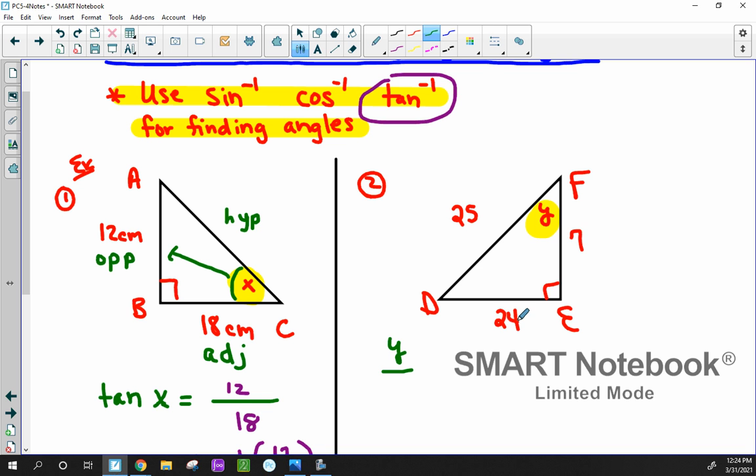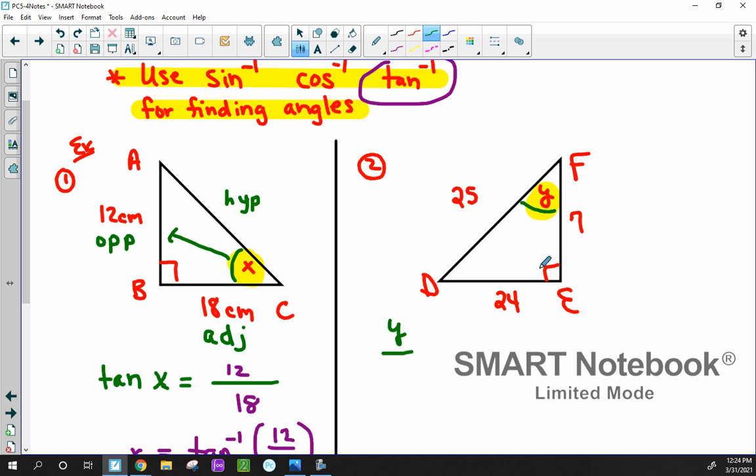Now that we have all 3 sides, from angle Y's perspective we can label all 3, and we can choose which one we want to use. From Y, this would be opposite. 7 would be the adjacent side. Again, you're looking from the Y. And then 25 would be the hypotenuse. I'm going to show you that you actually can pick any of these 3 definitions. Let's choose sine this time, so I'm going to do opposite over hypotenuse.